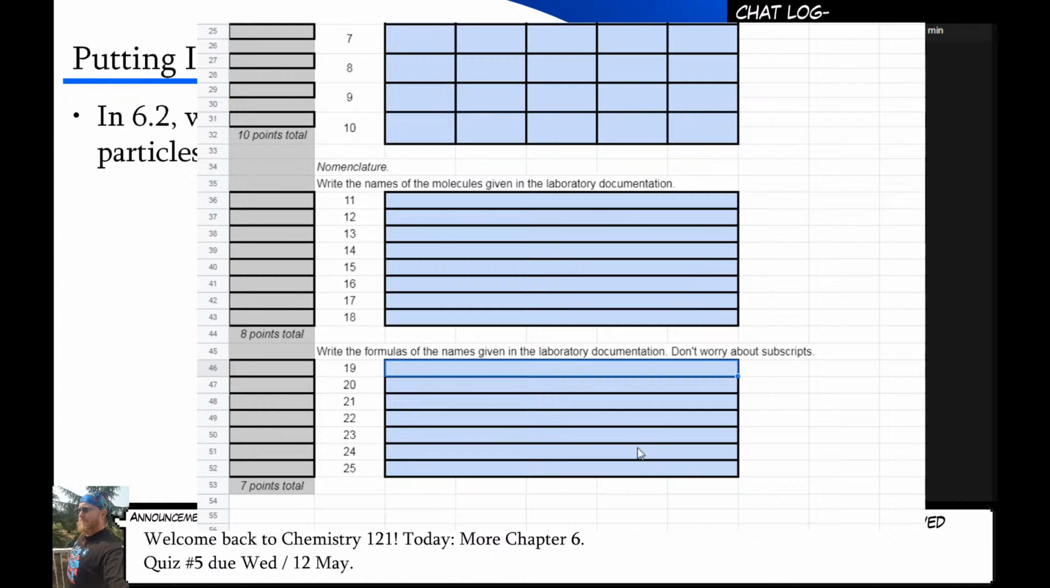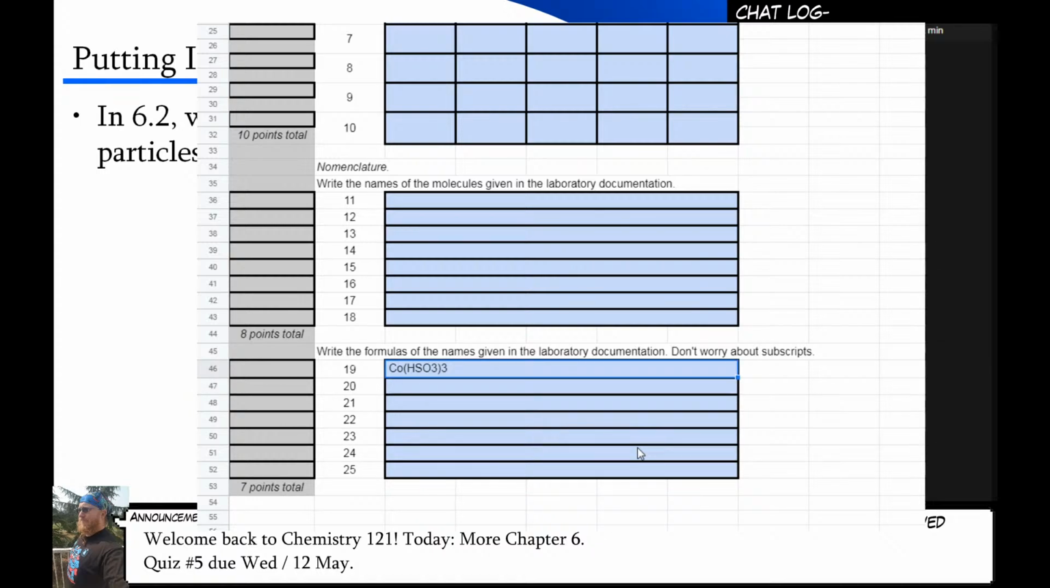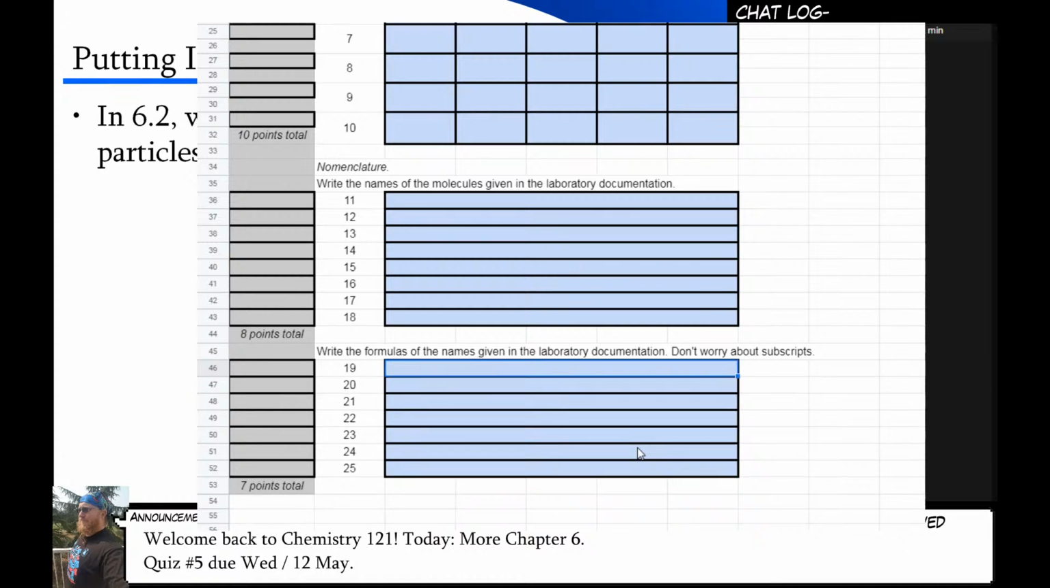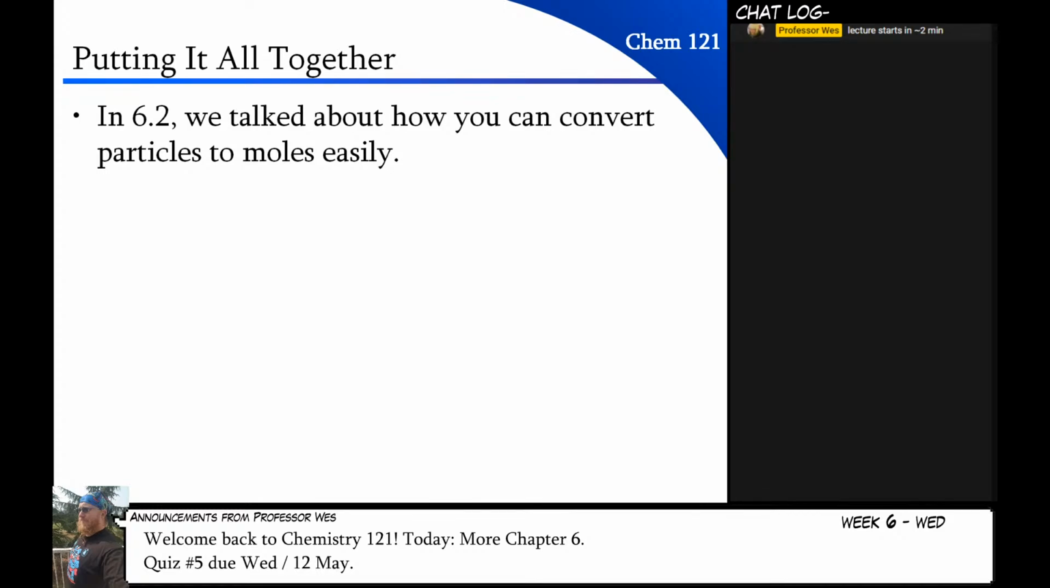So, like, if this was your formula, COHSO33, do the best that you can. I realize that that's going to be difficult because there aren't subscripts in Google Sheets, and that's okay. I don't expect you to figure that out. That's more or less the worksheet, and that'll be due next week. So please make sure that you have completed that by the deadline a week or so from today.